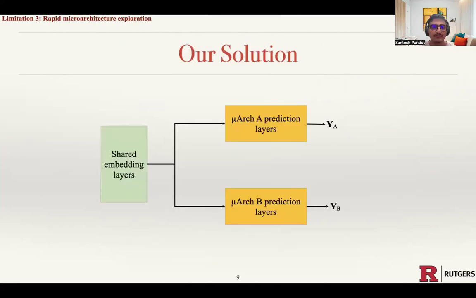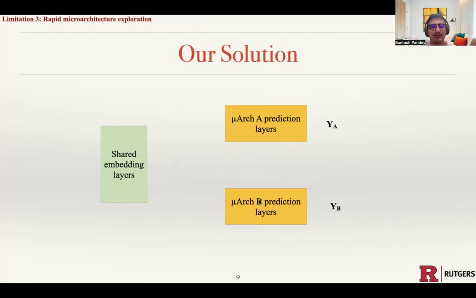So our solution is to use shared embedding layers. We train these shared embedding layers with prediction layers from multiple different microarchitectures. So we have one embedding layer, and then here we have two prediction layers, A and B. And then we train this shared embedding layer with these prediction layers.